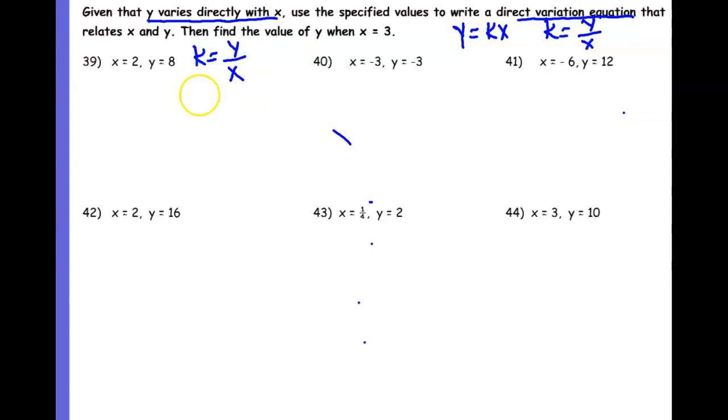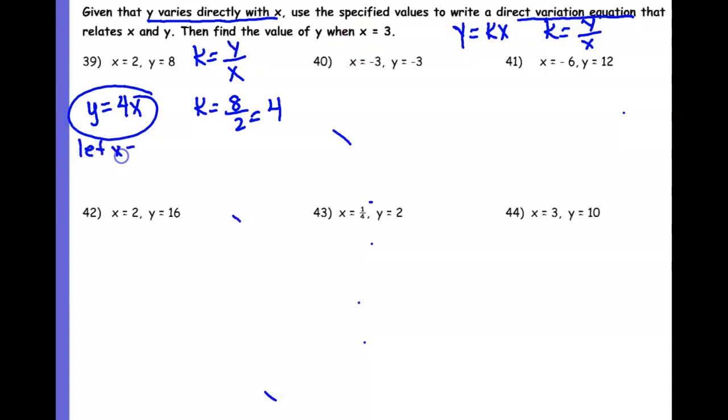Okay, so for our k, we've got k is equal to 8 divided by 2, which is 4. Okay, so y is going to be equal to 4 times our x. There's our direct variation equation. All right, and then we let x be 3, and we just multiply. Y is equal to 4 times 3, so our y is 12. There's our answer.